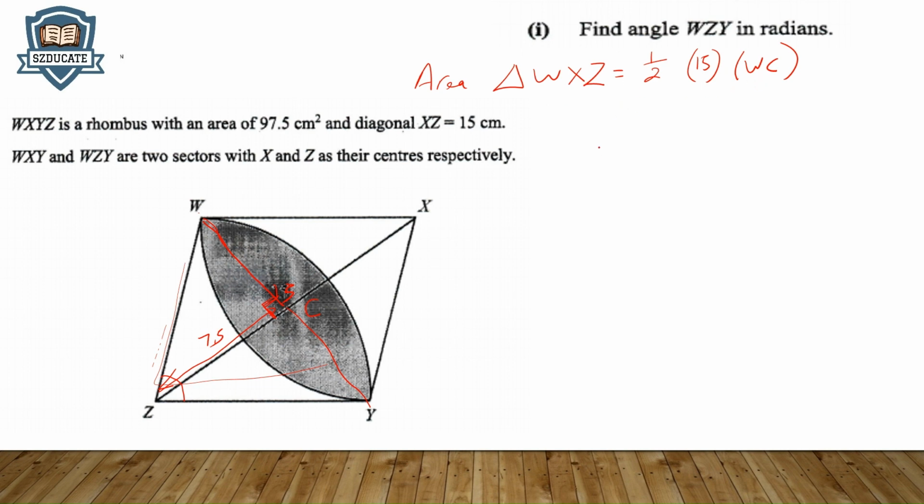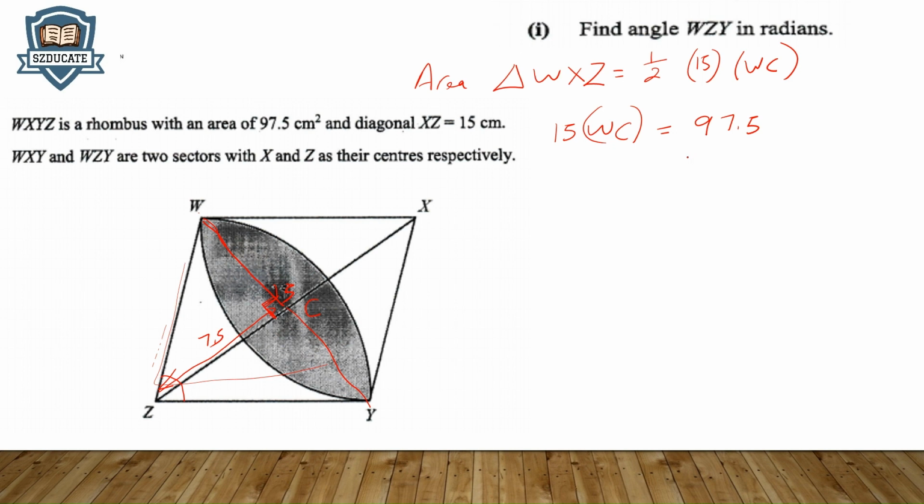I don't have the area of this, but I do know the area of WXZ times 2 will give me the area of the whole rhombus. So if I times 2, this half will go away, right? So it's as good as saying 15 WC is equal to the area of the whole rhombus.